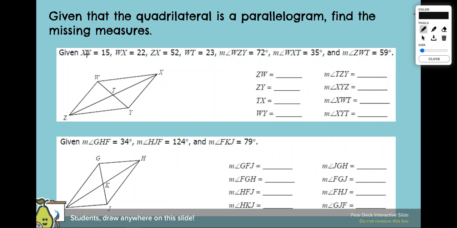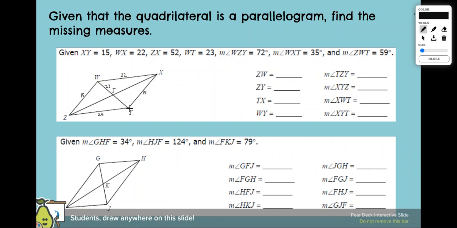We're given XY is 15, so we know a side length of 15, which means we know that this side length is 15 because they're congruent. We're also given that WX is 22, so we know that this side length is 22. We know this side length is 22. We're provided with the information that ZX is 52, so the length of that diagonal, and WT, which is a portion of the diagonal, is 23. So 23.